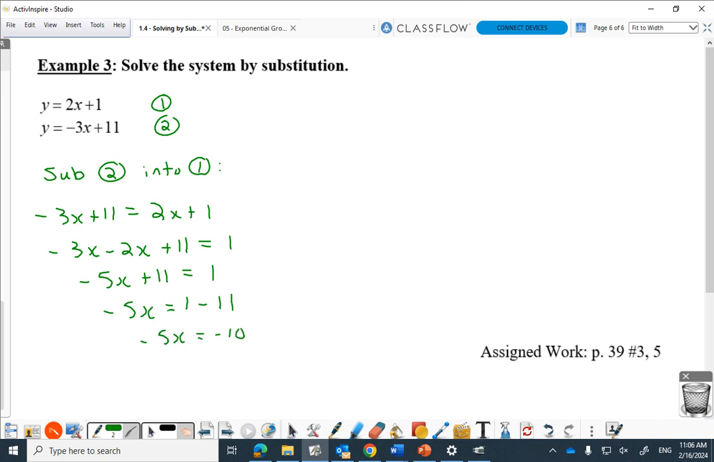Now, I did that fast on purpose, not to be a giant jerk, but to challenge you. If you look at those steps and you're like, what did you do there? That's okay. It's not panic time, but it is time to set aside some time this weekend and say, I better practice these because those steps were a little too fast for me. What did I do? I moved the 11 over and it became subtract 11. 1 minus 11 is negative 10. And then I divided by negative 5.